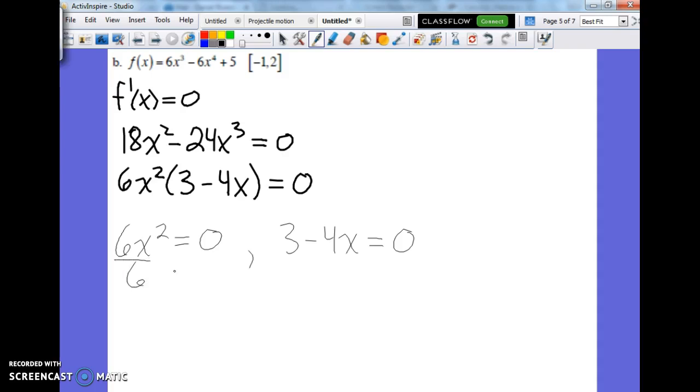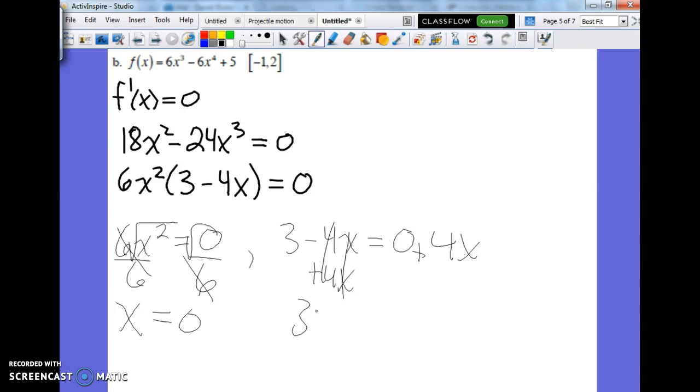So divide by 6, okay, square root the x, okay, x equals 0. Add 4x, okay, 3 equals 4x, divide by 4. So here are your two places where your derivative is going to be equal to 0. X equals 0 and x equals 3/4.